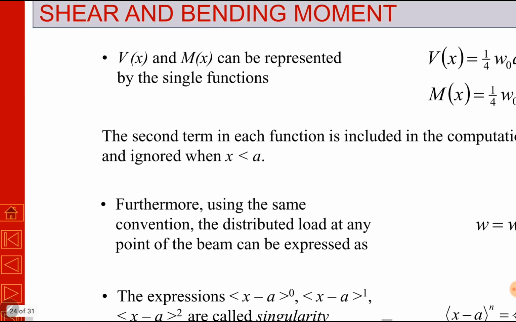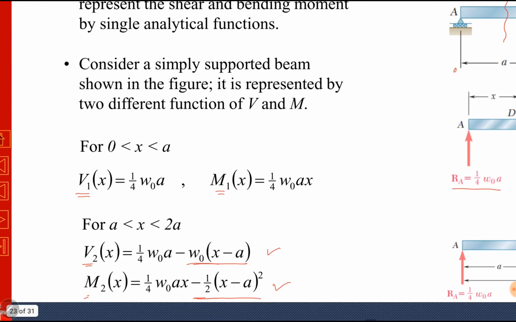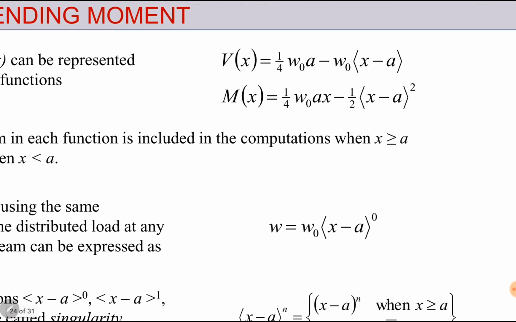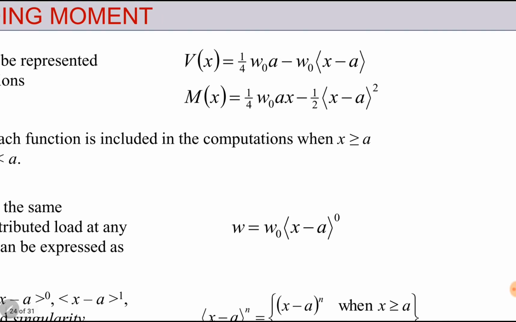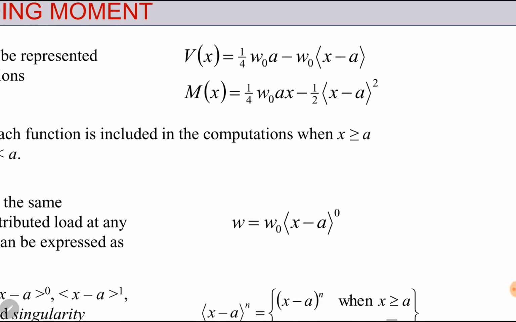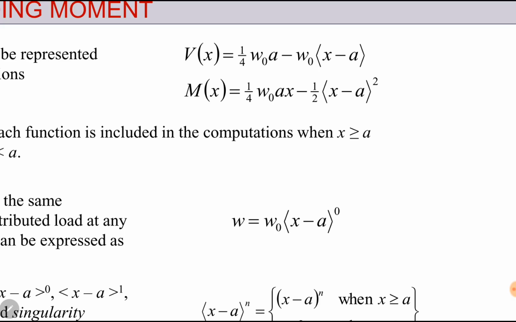You can see it here. The difference is only the second term. If the second term is 0, it is M1. If the second term is not 0, it is M2. Similarly, in case of V, if the second term is 0, it is V1. If the second term is not 0, it is V2. So we have written a general expression where the second term has been written in special brackets, Macaulay brackets, and we call it a singularity function. This function in the brackets, x minus a, is called a singularity function.